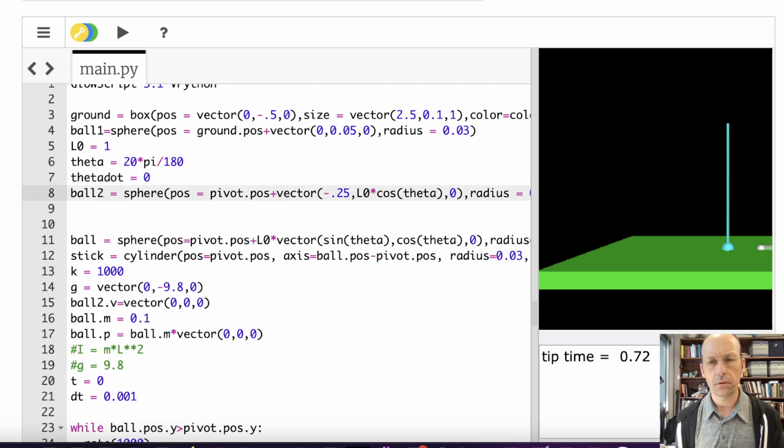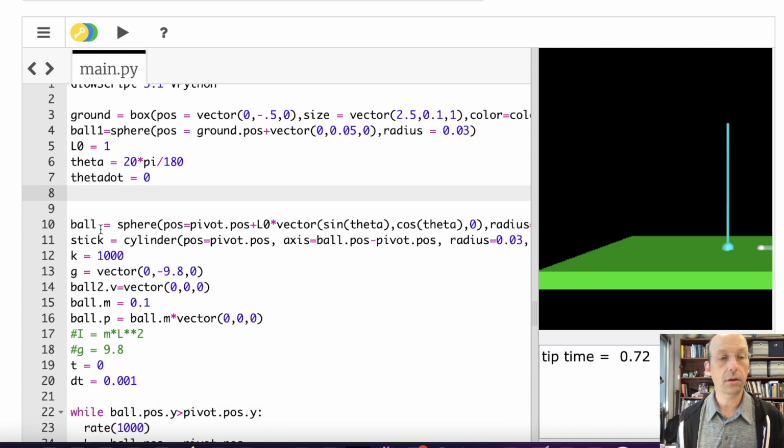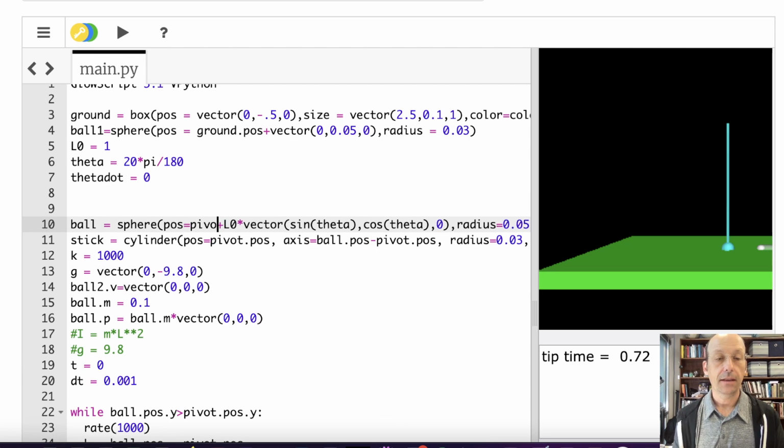Ball 2. Is that the one that drops? Yeah. So let's get rid of that. I don't want that at all. No ball 2. This is going to be ball 2. So ball 1 is the one on the bottom, and then ball is the other one. I know that's dumb, and I'm a terrible person for doing that, but that is what it is.